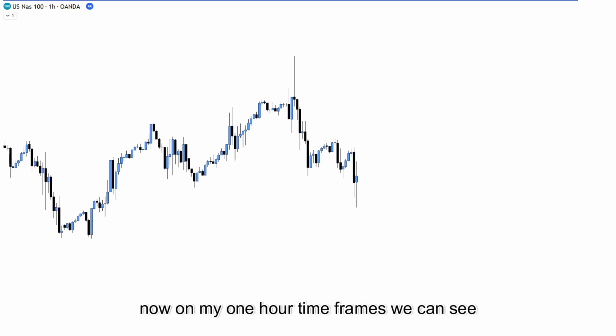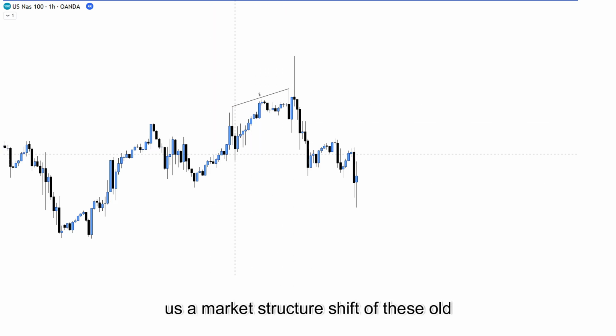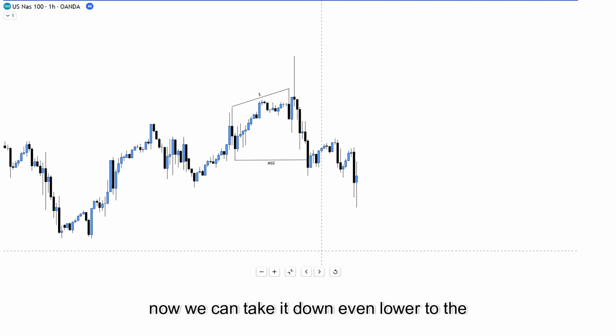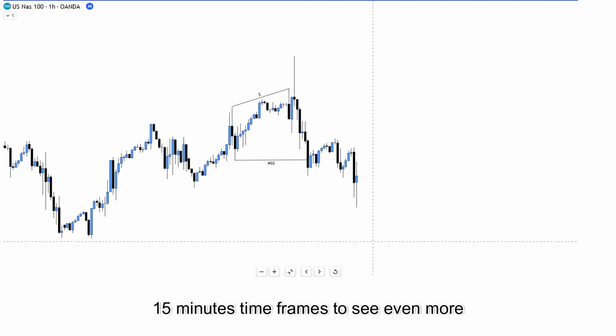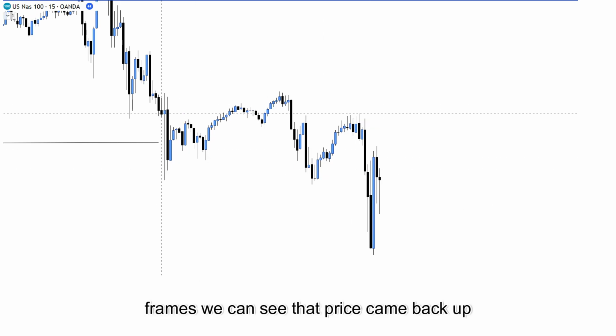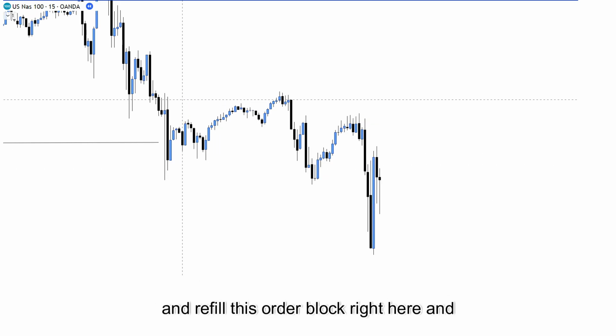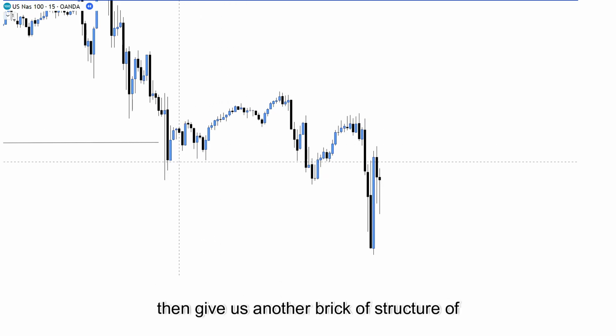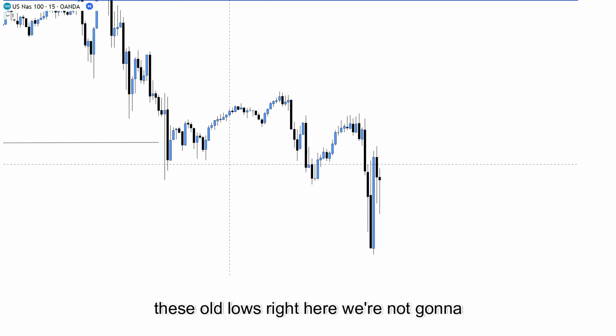And now on my 1 hour time frame, we see that price took liquidity from these old highs, and then we see that price gave us a market structure shift of these old lows right here. Now we can take it down even lower to the 15-minute time frame to see even more price action. And now on the 15-minute, we can see that price came back up and refilled this order block right here, and then gave us another break of structure of these old lows right here.